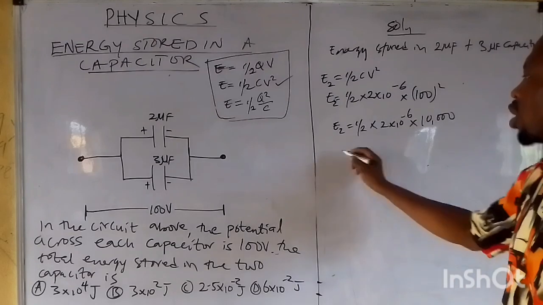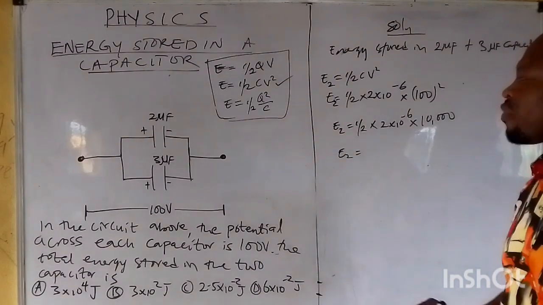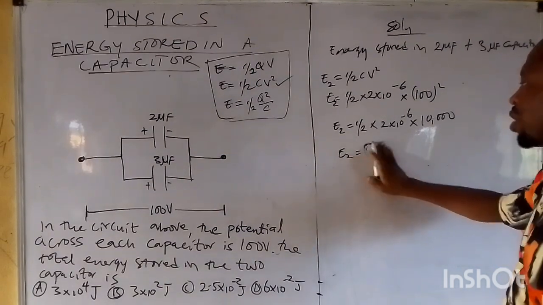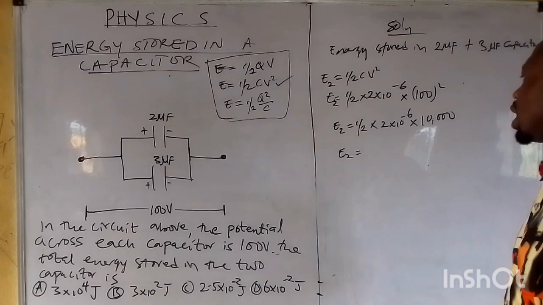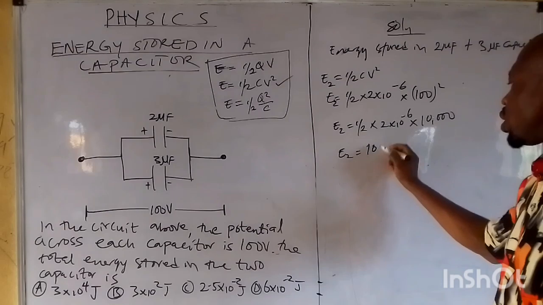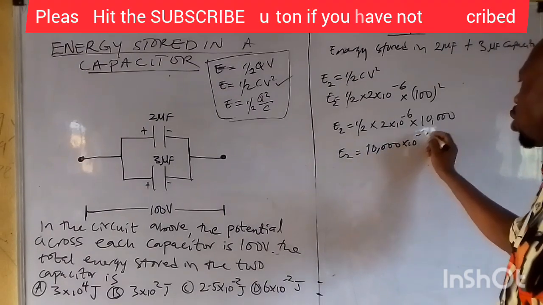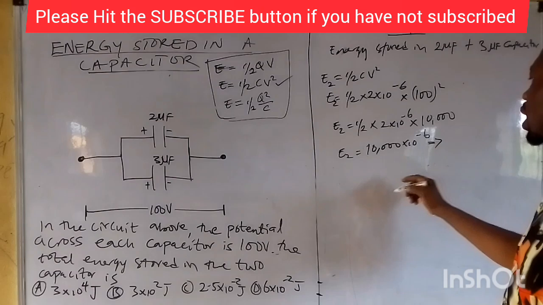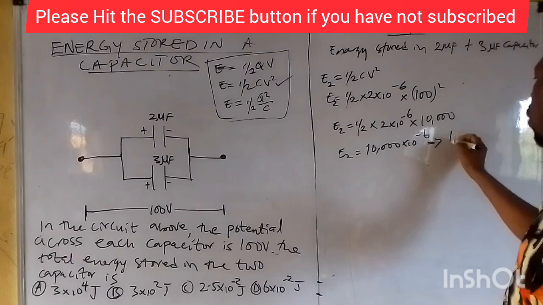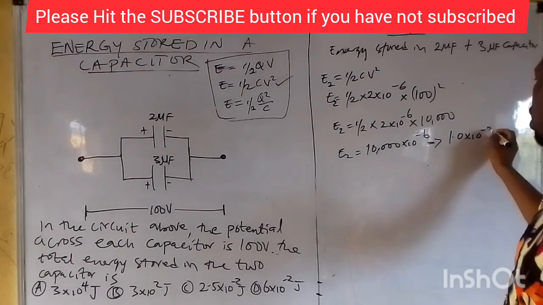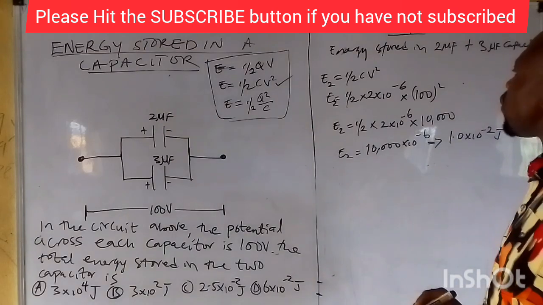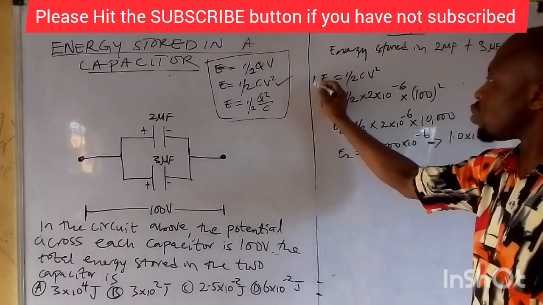So which will now give us the energy stored in the 2 microfarad capacitor is half, and of course I will take everything at the same time from here. Half times 2 is 1. 1 times 10,000 will give us 10,000 times 10 raised to the power minus 6, which will give us 1, 2, 3, 4. 1.0 times 10 raised to the power minus 2 joules. Energy stored in the 2 microfarad capacitor. Now this is the first one.